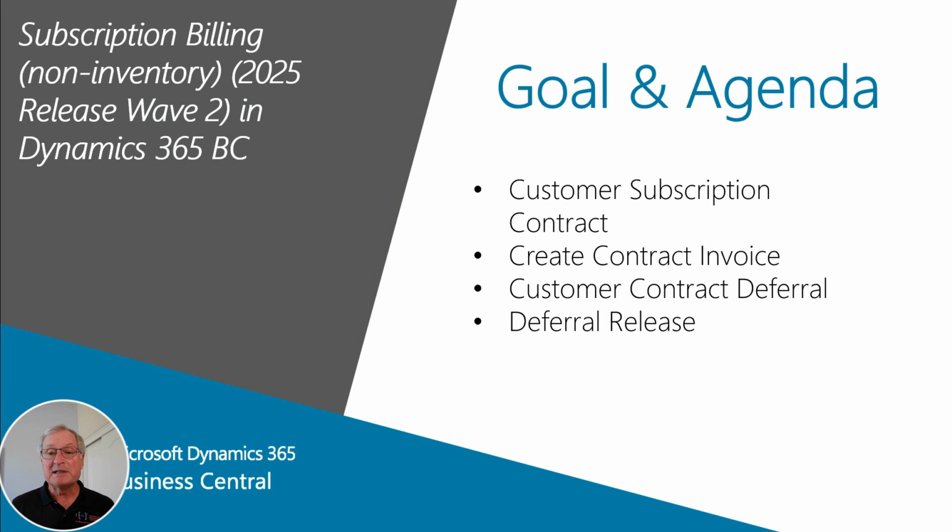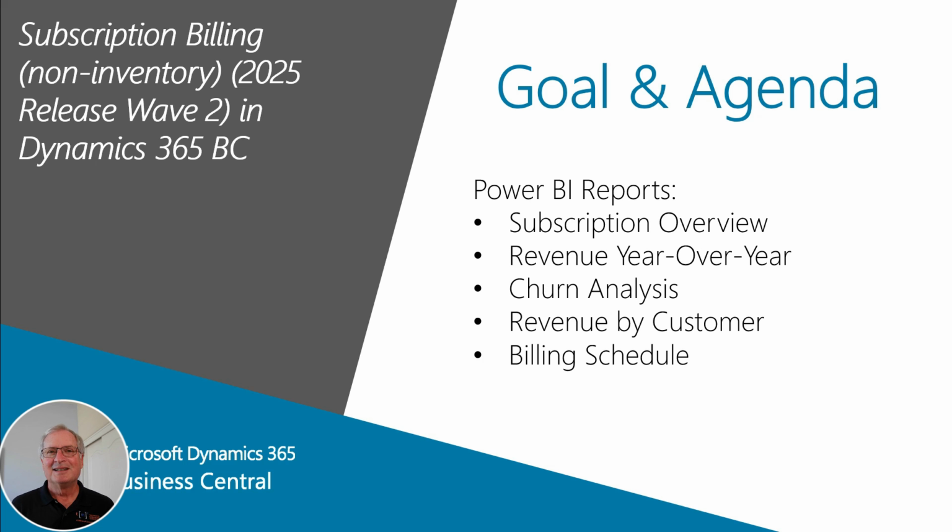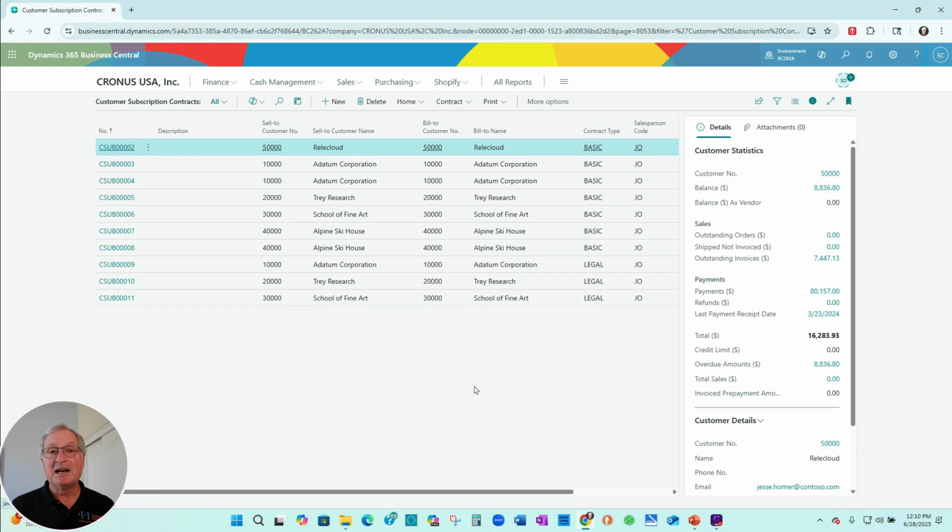We're going to set up subscription contracts. We're going to create a contract invoice from that contract. We're also going to set up deferrals and recognize those deferrals. And then I also want to show you some new Power BI reports. And they really focus on the subscription KPIs and information in Business Central. So let's get going. We've got all my subscription contracts right here.